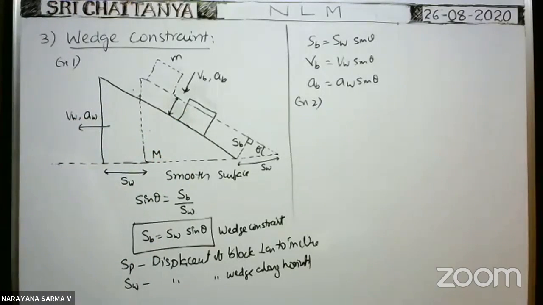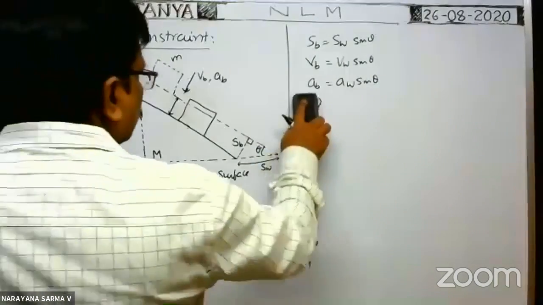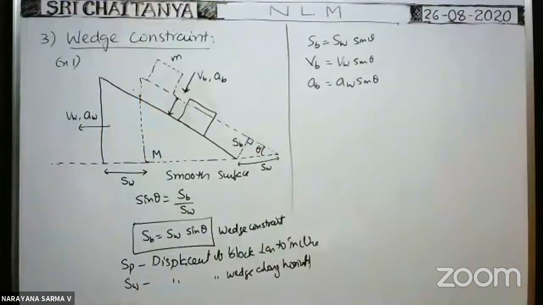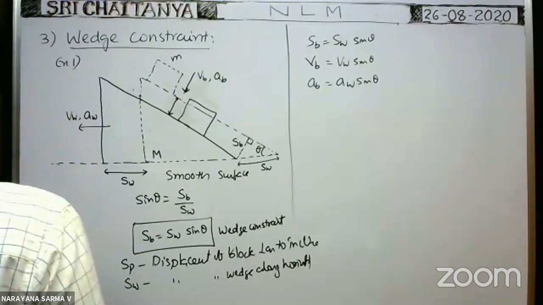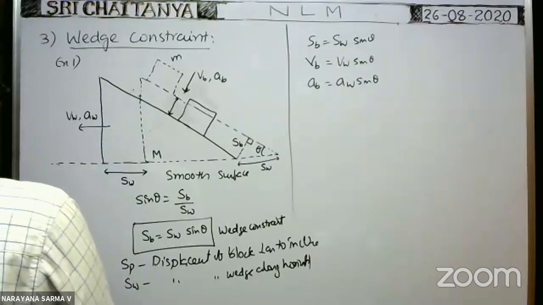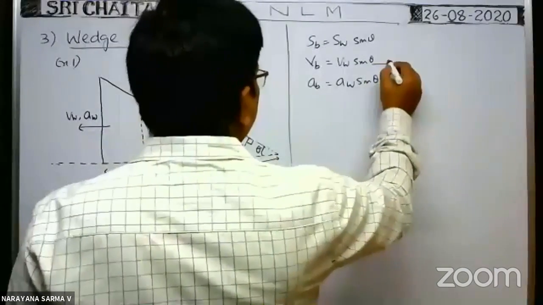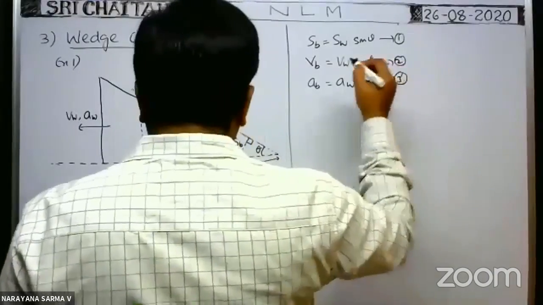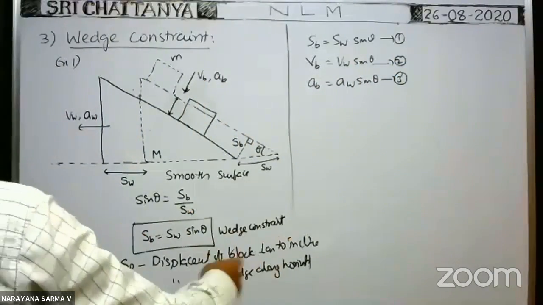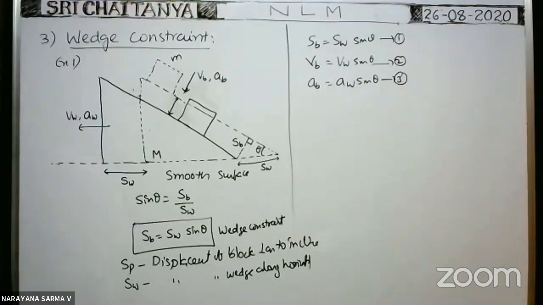How can we derive it? Here we already have the wedge constraint, no? This is say equation 1, 2, 3. Shall I erase this one? I will erase this one.